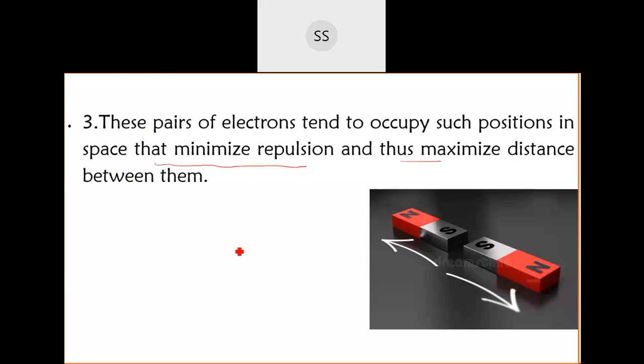Like I gave you an example also: if two people don't like each other, then we should not put them in the same place. We should keep them in such a way that they are not able to fight with each other. So put them in the extreme positions.